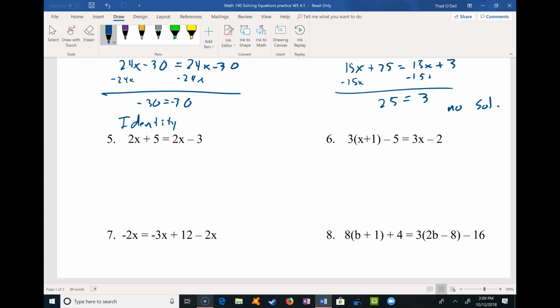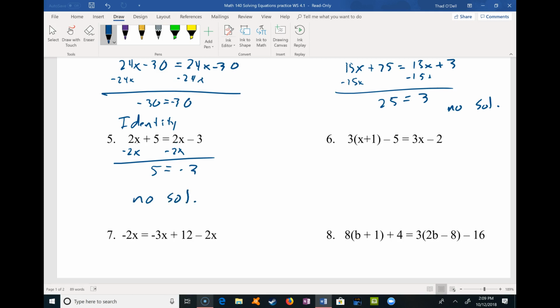Okay, a couple more like this. You can see right away from the beginning, notice there's a 2x on this side, 2x on that side, and then a 5 and negative 3. That's not going to work. But we'll just go ahead and carry it through. Minus 2x from both sides, and we get 5 is equal to negative 3. That's not true. So no solution.